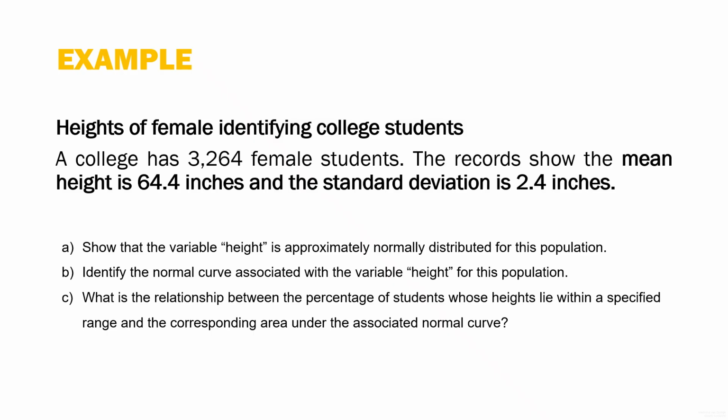B, identify the normal curve associated with the variable height for this population. And then C, what is the relationship between the percentage of students whose heights lie within a specified range and the corresponding area under the associated normal curve? So I've split this up into a couple different slides and we'll go through them in the next ones.